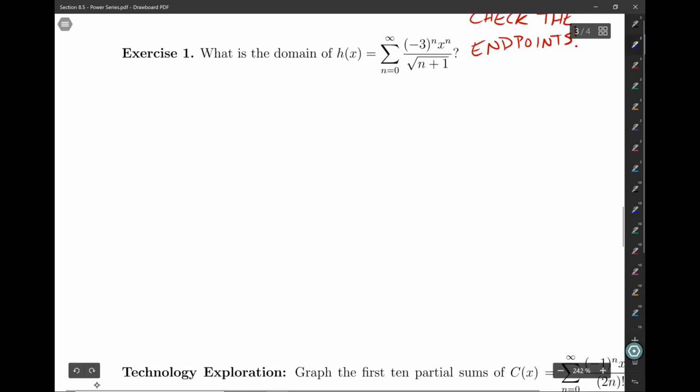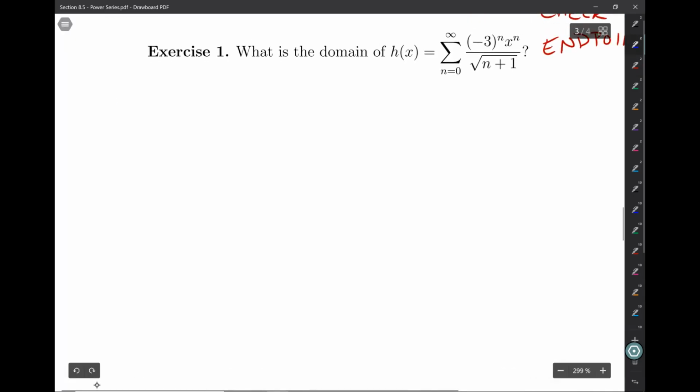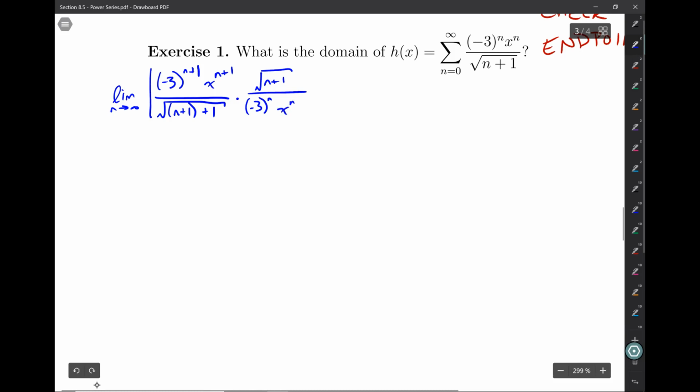So, let's try the ratio test. We're taking a limit, as n approaches infinity, of the absolute value of a sub n plus 1, which is going to be negative 3 to the power of n plus 1, x to the power of n plus 1, divided by the square root of n plus 1, multiplied by the reciprocal of our original summand, which will be the square root of n plus 1, over negative 3 to the n times x to the n.